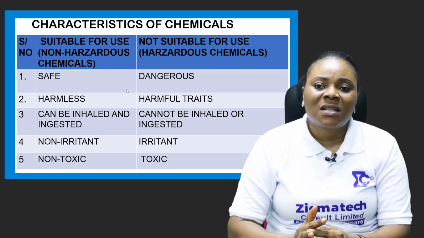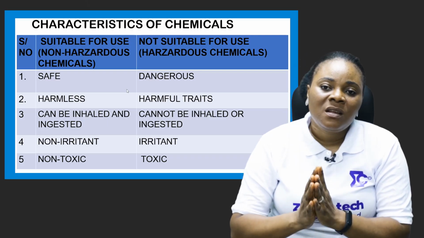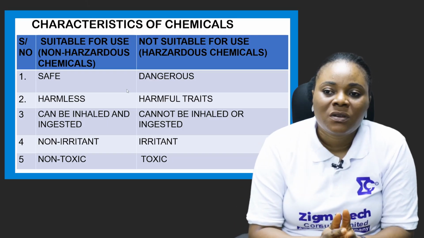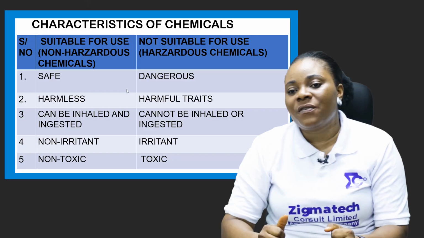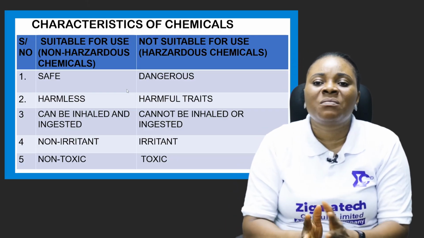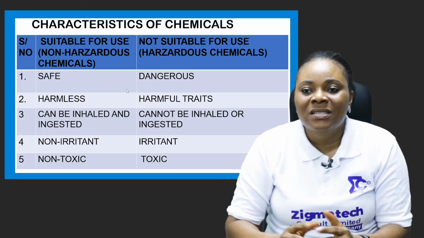Now let's look at the characteristics of chemicals. We're going to look at the characteristics of chemicals, the ones suitable for use and the ones that are not suitable for use. What are the characteristics of chemicals suitable for use, which you can also call the non-hazardous chemicals?